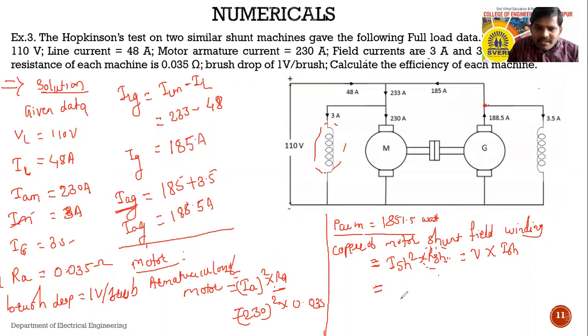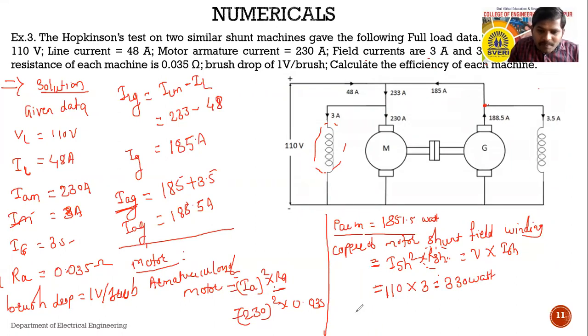Yes, sir. Voltage is nothing but the line voltage, it is connected in parallel. So that 110 into ISH into V. The value of ISH is 3. So 110 into 3. It is nothing but 330 watt. This is the copper loss.